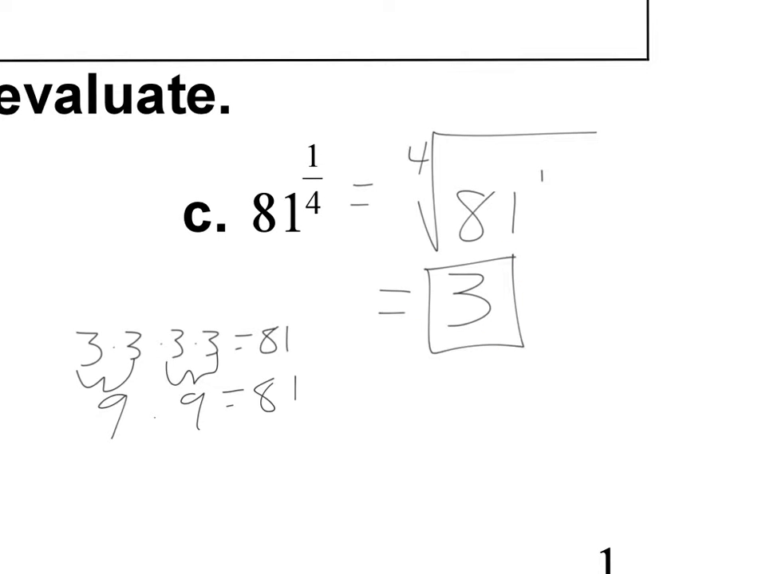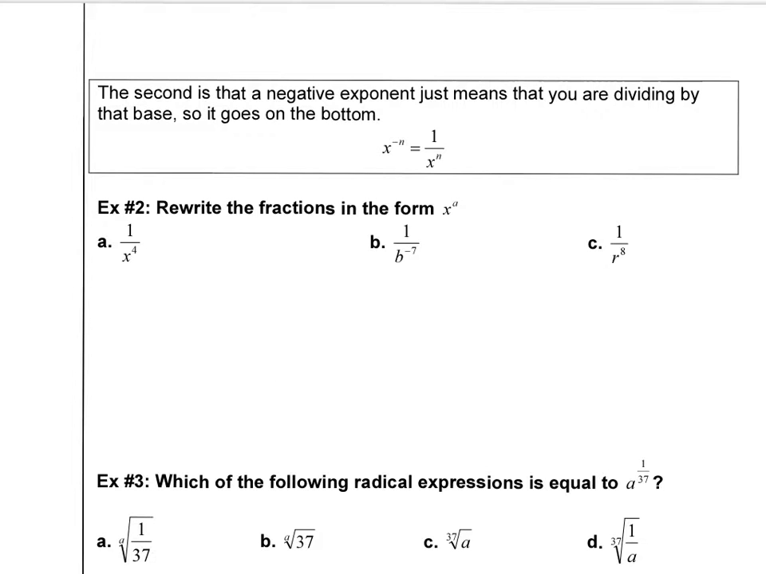Let's go to the next page. All right, this brings us to another rule that I want us to consider, and that is what a negative exponent does. A negative exponent just tells us to take the reciprocal of that value. So that just means if it's on the top, you put it on the bottom. If it's on the bottom, you put it on the top. That's all it means.